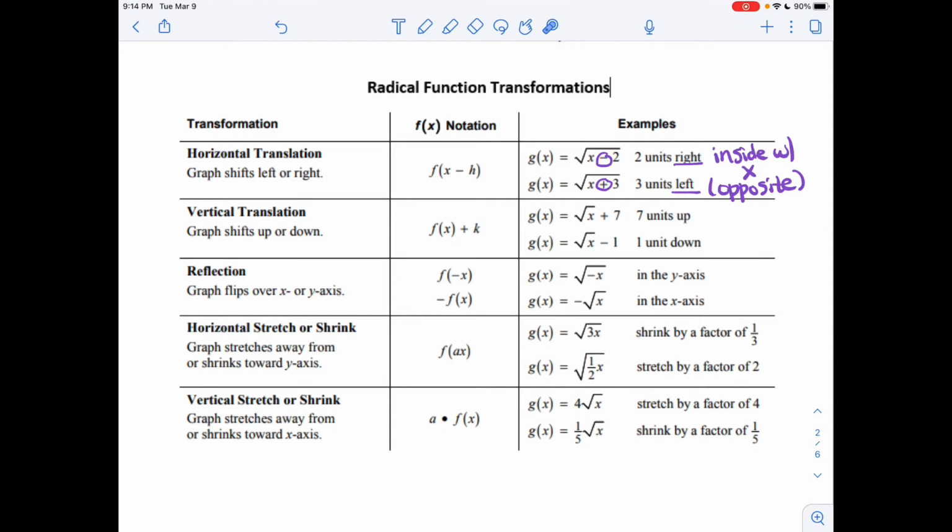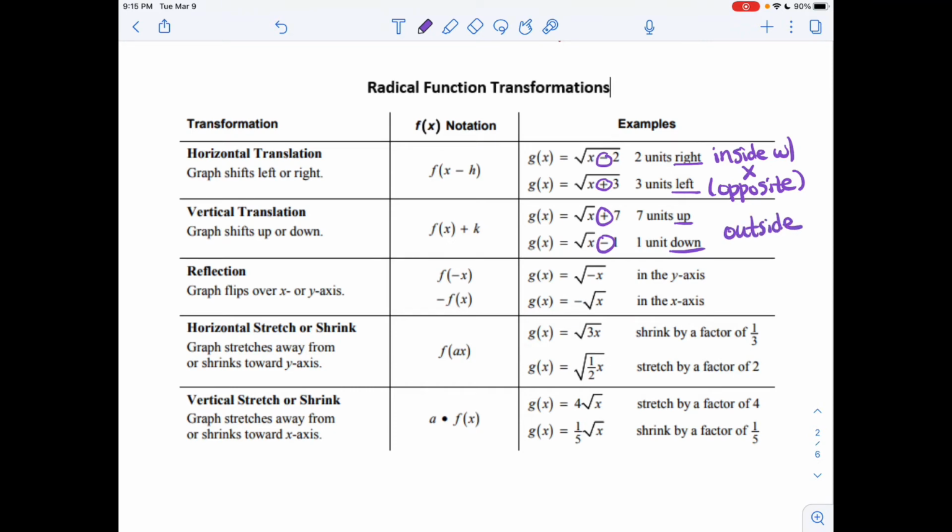Vertical translations happen outside of our radical this time. Before it was outside of parentheses, but now that we're talking about radicals, we're talking about outside of the radical. So it's something tacked on the end, a positive or a negative, and positive goes up, negative goes down. And remember that these are outside.